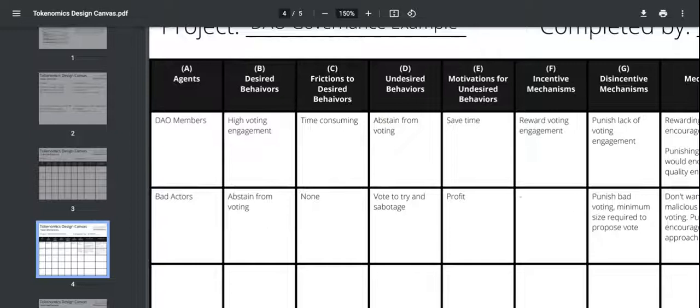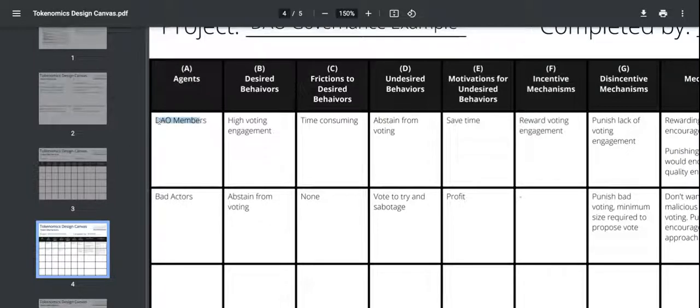You always want to include agents that you wouldn't necessarily like to be using your token, but could and will realistically be using your token. Why? Because you obviously don't only want to design for what you hope for. You want to design for what's realistically going to happen. There's always going to be someone out there looking to take advantage, and you need to design for that.